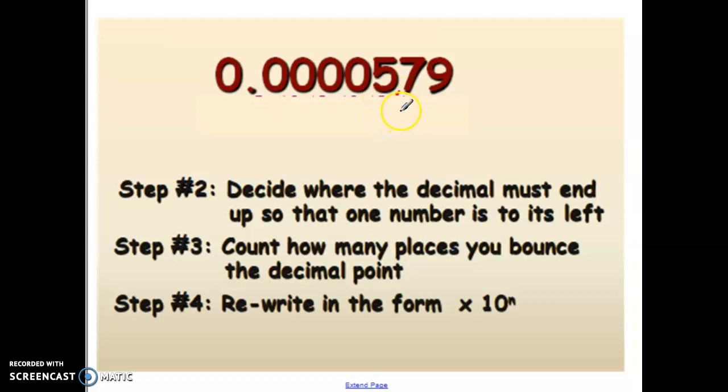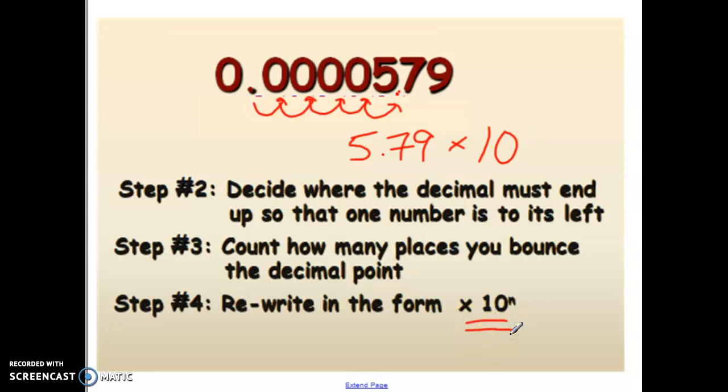give us 5.79. Now we want to see how many times we move the decimal point over to get that. So we have 5.79, and remember it's always the times 10 format. And we now have to count how many times the decimal was moved over. So we have 1, 2, 3, 4, 5. So we've moved it 5 times.